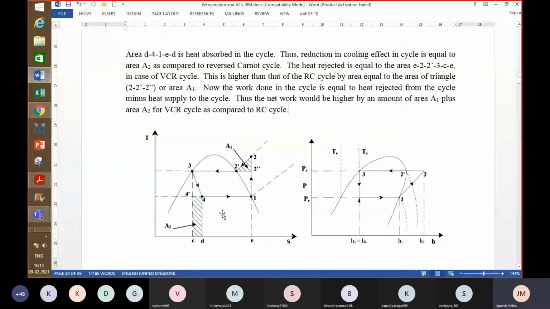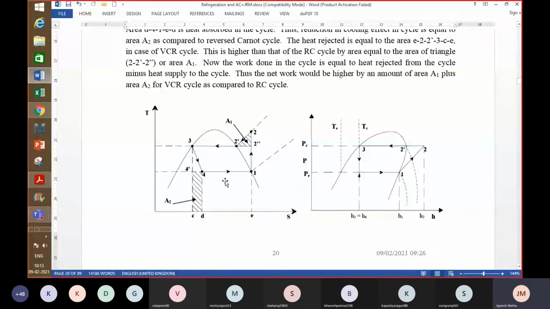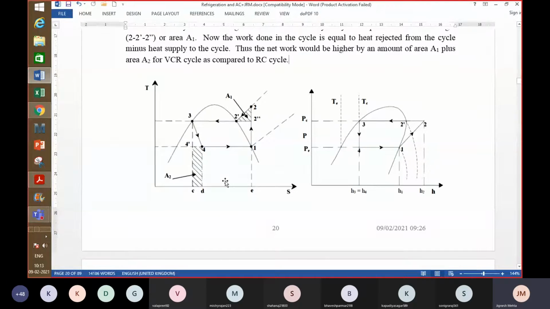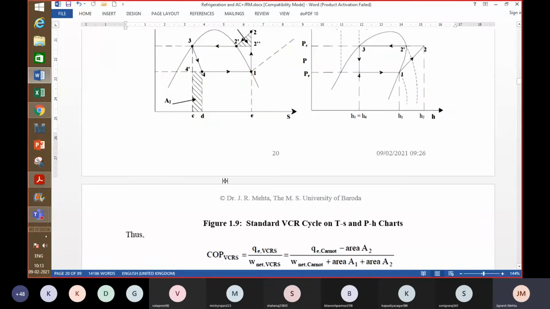So what is happening is, because of these changes, if you compare the COP of the reverse Carnot cycle and the vapor compression refrigeration cycle, the vapor compression refrigeration cycle is supposed to give you a lower COP as compared to the reverse Carnot cycle. So we will show that a little later.